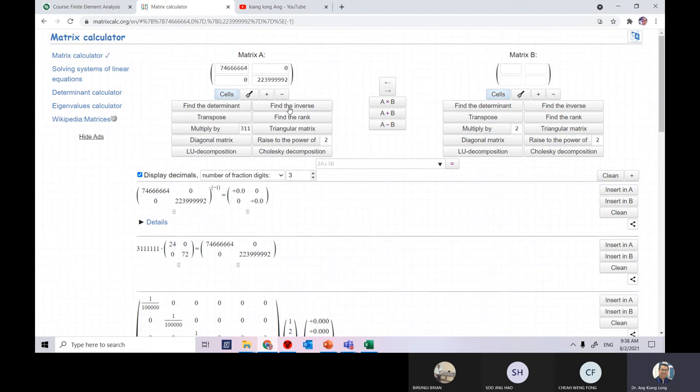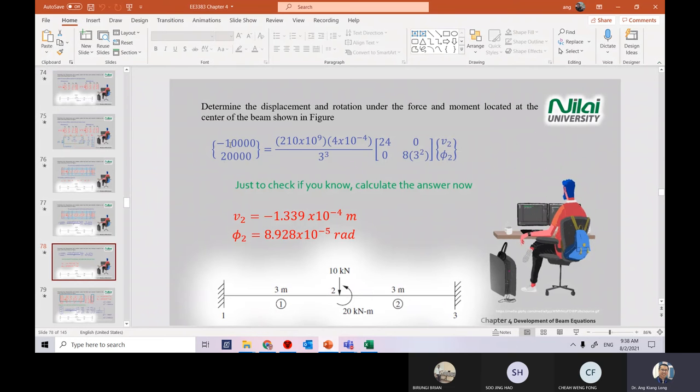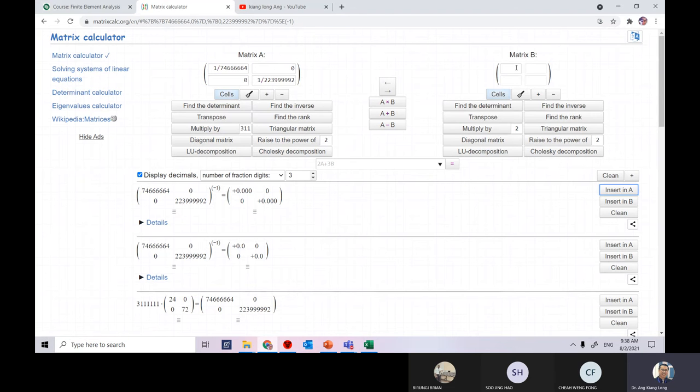Okay, never mind, we press one more time, find inverse. So we still have a small number. So we put this inverse number back to A. So this is our inverse A, and then we need to multiply it by matrix B, which is minus 10,000 and 20,000. So we go to matrix B, minus 10,000 and 20,000. You just take this inverse matrix you already found, times matrix B. So you just press A times B.